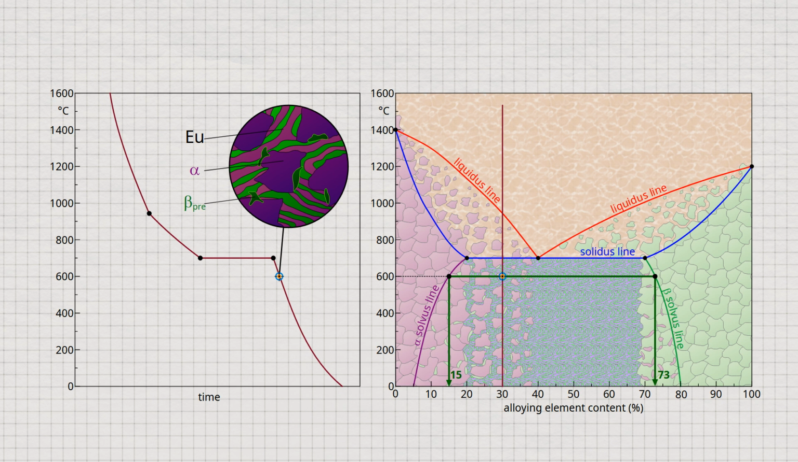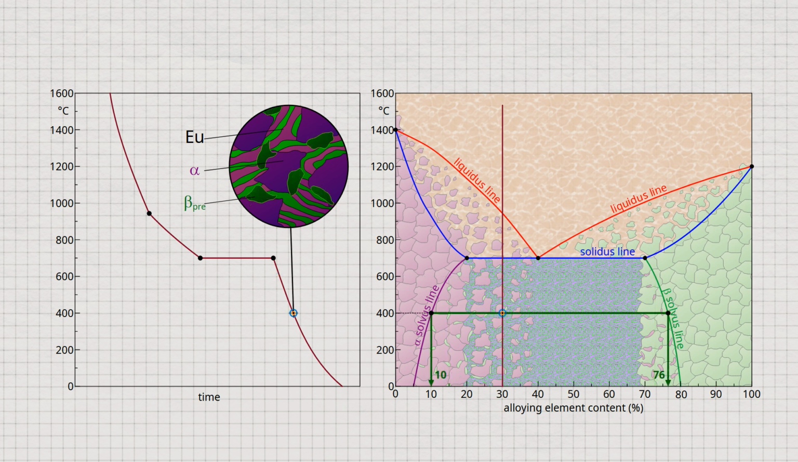As cooling continues, the chemical composition of the individual solid solutions continues to change. It should be noted that the concentrations given apply to all the solid solutions present in the microstructure, including the alpha or beta solid solutions in the eutectic. For example, at 400 degrees Celsius, both the alpha solid solutions precipitated primarily from the melt and those present in the eutectic contain 10% of the alloying element. The same applies to the beta solid solutions, which have an alloy concentration of 76% in the entire microstructure at this temperature.